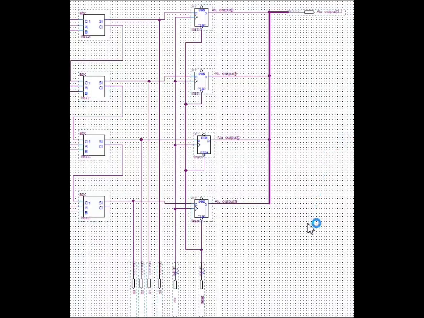I will explain the design of the register. The output of the adder is connected to the D flip-flop. The D flip-flop is added as a register, which will produce the output same as the input according to the rising edge of the clock signal.